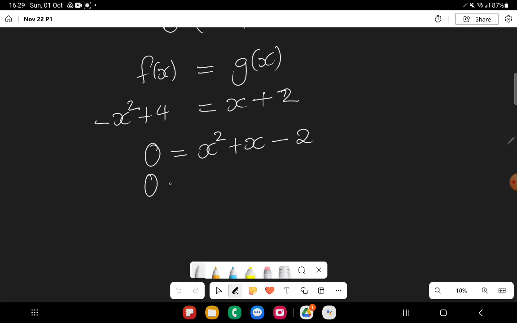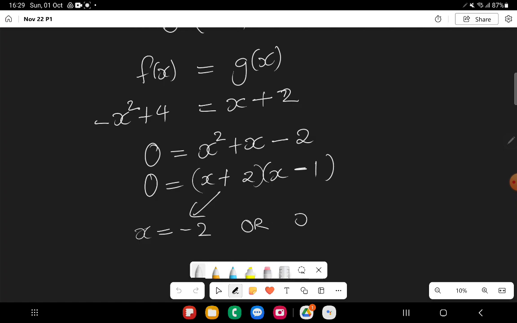Now I solve for x, and I'm going to say x, and 2 times 1, right? But I want a positive 1 at the end. So it's positive 2 times negative 1 gives me that. This means that x is equal to negative 2 or x is equal to positive 1.